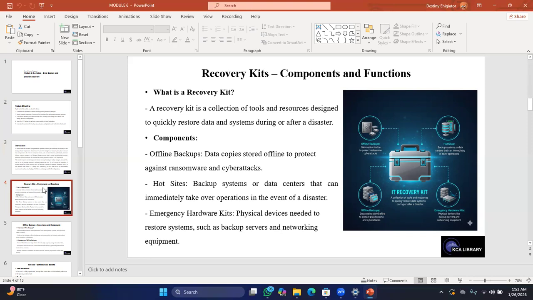This is a component. Then we have hot sites, backup systems or data centers that can immediately take over operations in the event of a disaster. This is the component that can immediately take action. Then we have emergency hardware kits. These are physical devices needed to restore systems, such as backup servers and networking equipment.